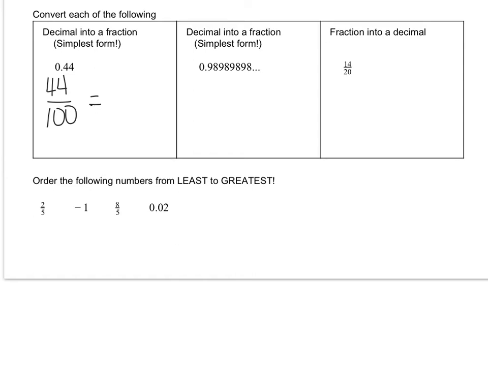44 hundredths in simplest form is 11/25. Let's make sure that you do that tomorrow.